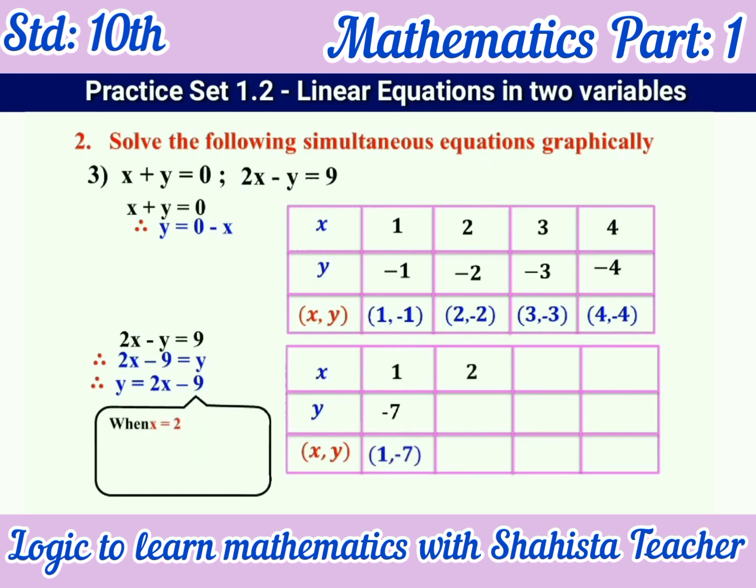Now second, x is equal to 2, but we don't know the value of y. Then y is equal to question mark. So here y is equal to 2x minus 9. In the place of x we will put 2.